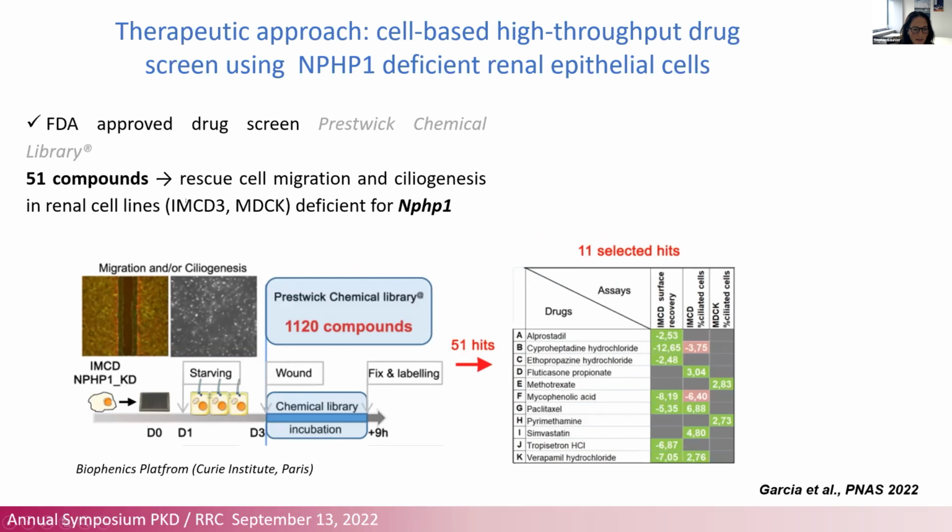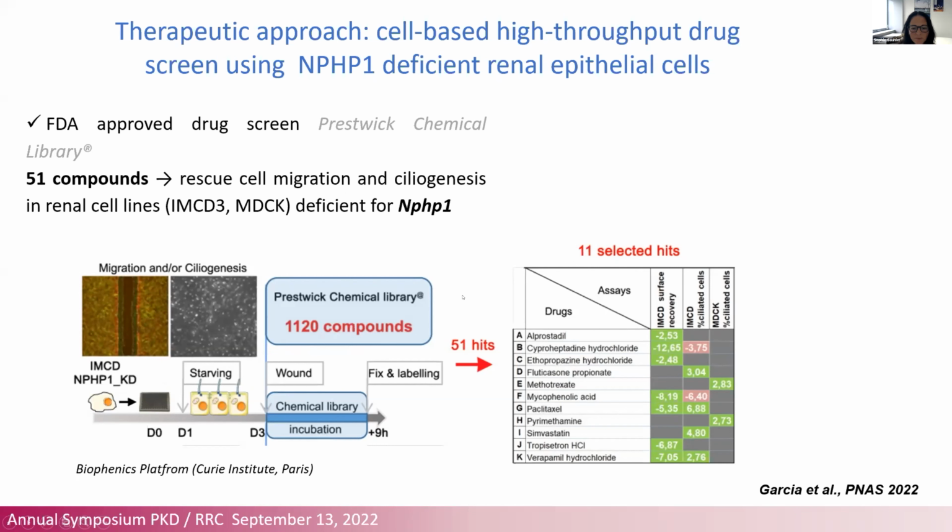We used cells with knockdown of the main genes, NPHP1, in IMCD3 and MDCK cells, which are really common cells to study cilia and epithelial defects in this disease. And we identified 51 compounds that were able to rescue both phenotypes, increasing cell migration and rescuing the ciliogenesis defect in these cells.